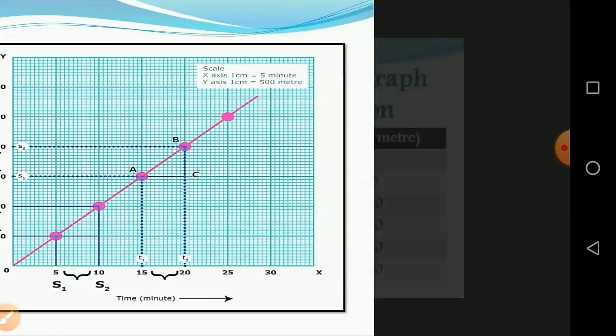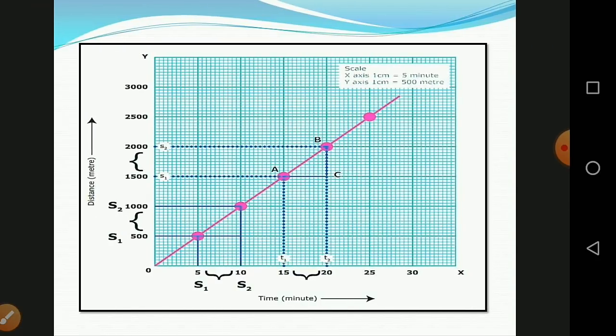The graph is shown. The x-axis is taken as time and the y-axis is taken as distance, so the graph is known as the distance-time graph. The values are plotted: 5 minutes and 500 meters, 10 minutes and 1000 meters, 15 minutes and 1500, 20 and 2000, and 25 and 2500. On the x-axis, 1 centimeter is equal to 5 minutes, and on the y-axis, 1 centimeter is equal to 500 meters.